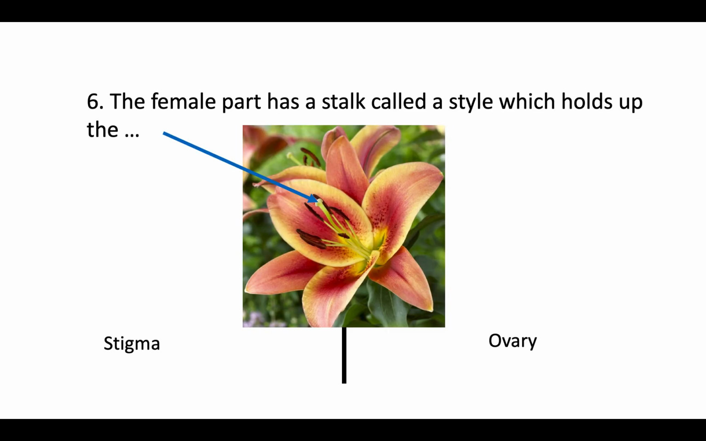Right, so the female part of a flower has a stalk called a style, which holds up the what? The stigma or the ovary? Is it A, the stigma, excuse me, or B, the ovary? Okay, is it A or B? Which is it? It's A, the stigma.